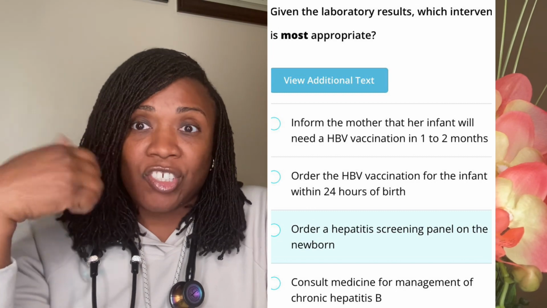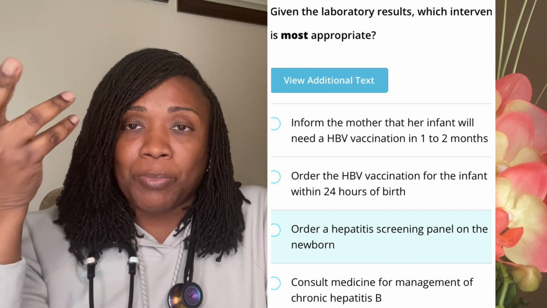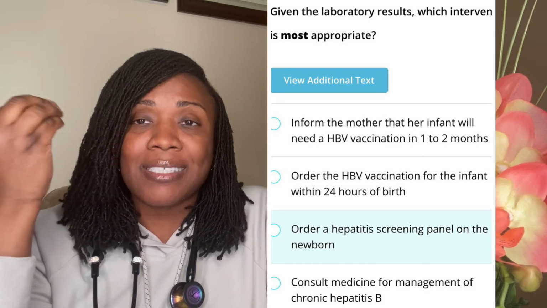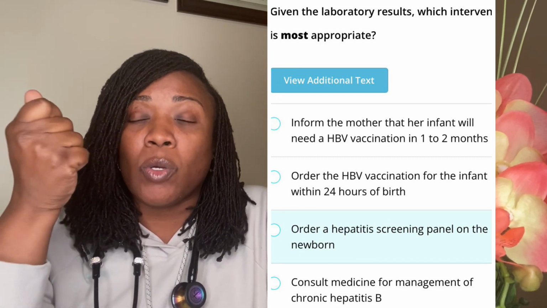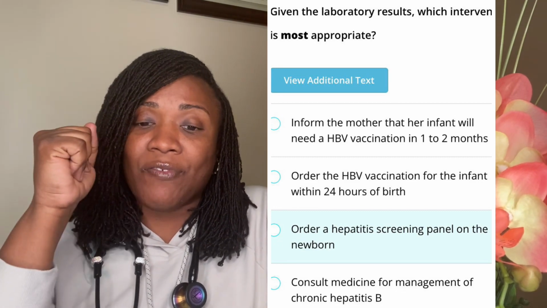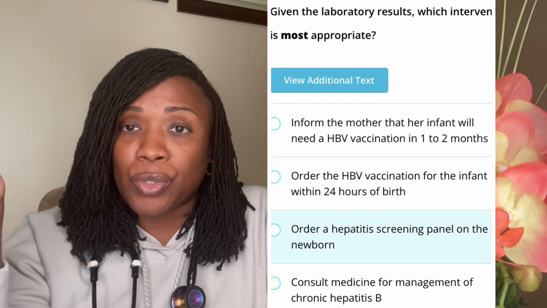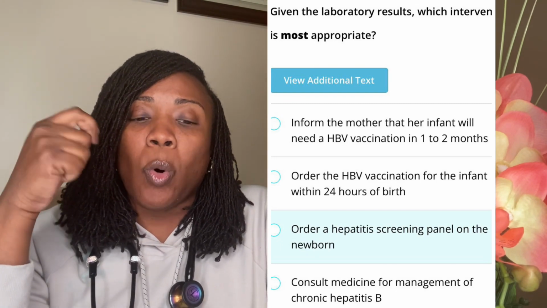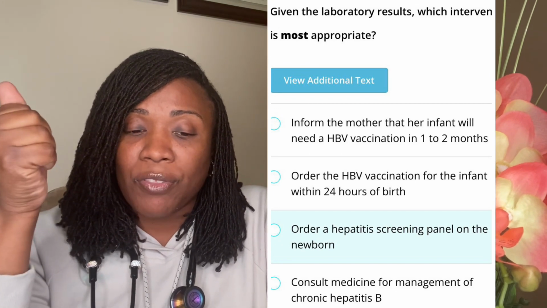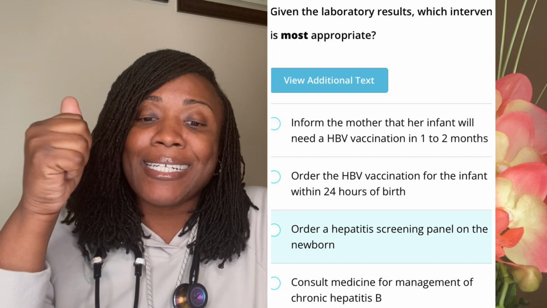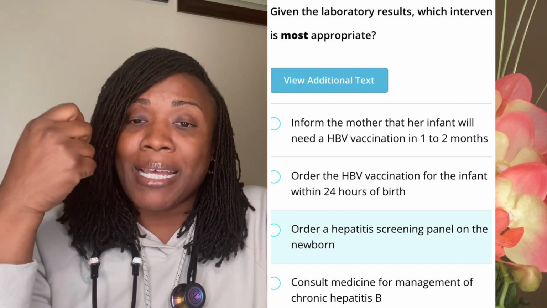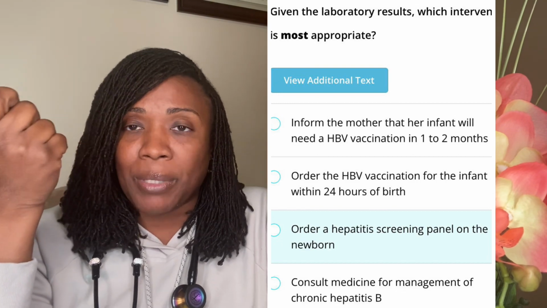A woman looks like she just had a baby, because we're talking about the HBV vaccine for her baby. What would be the first thing that you would recommend to this woman who just had a baby? Would you inform the mother that her infant will need the vaccination in 1 to 2 months? Would you order the HBV vaccination for the infant within 24 hours of birth? Would you order a hepatitis screening panel on the newborn? Would you consult medicine for management of hepatitis B?